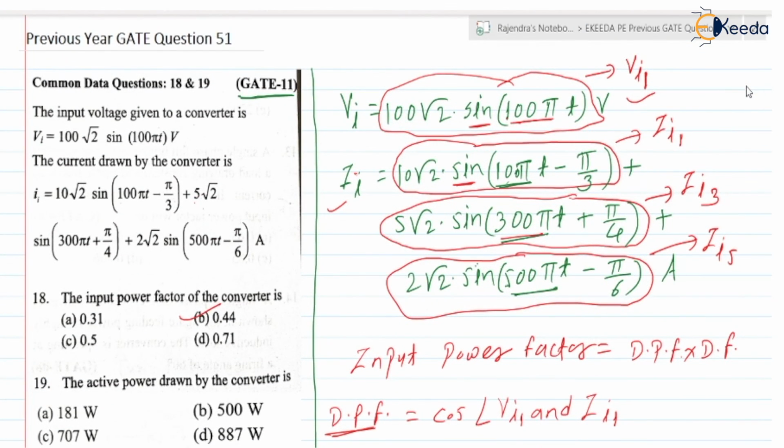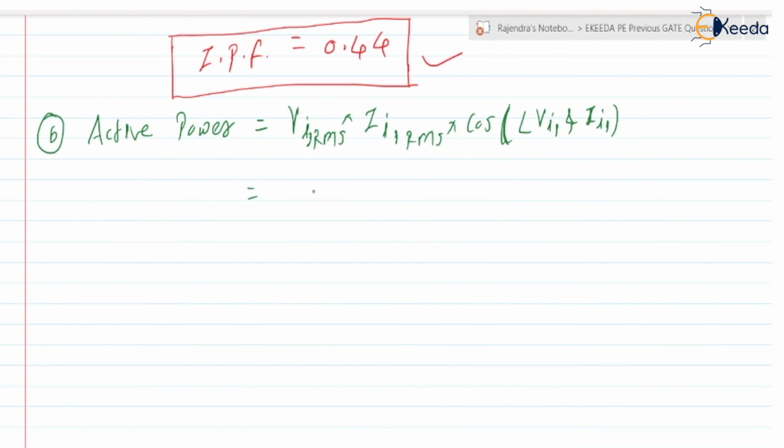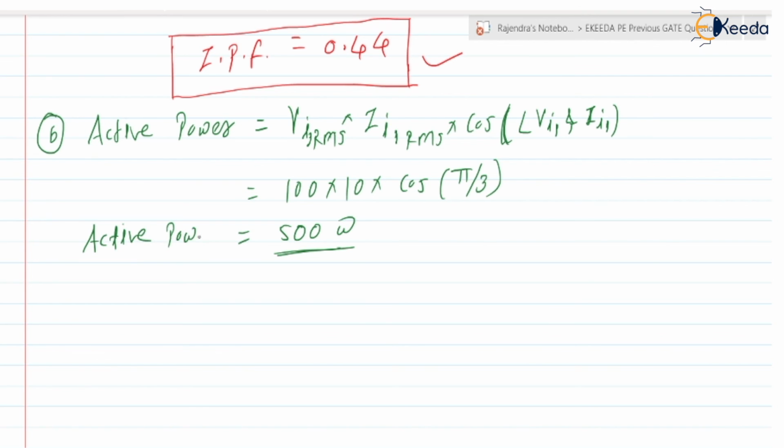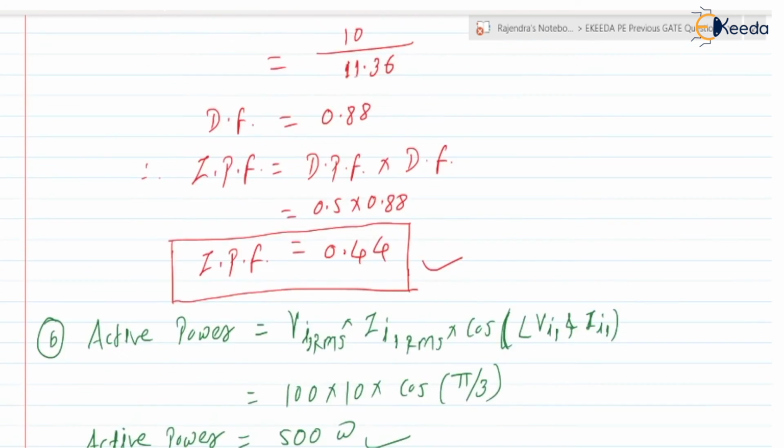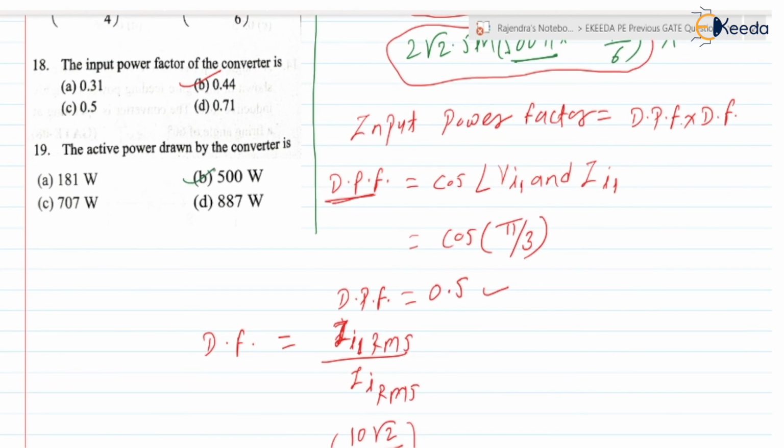What is VI1 RMS? It is 100. I1 RMS is 10. So we can write it as 100 into 10 into cos of pi by 3, so it is equal to 500 watt. This is the active power drawn by the converter from supply. So option B is the correct answer.